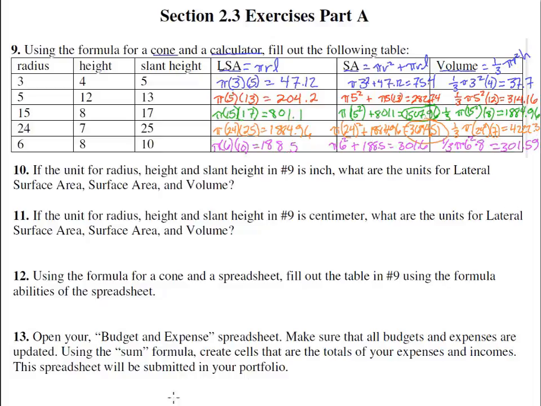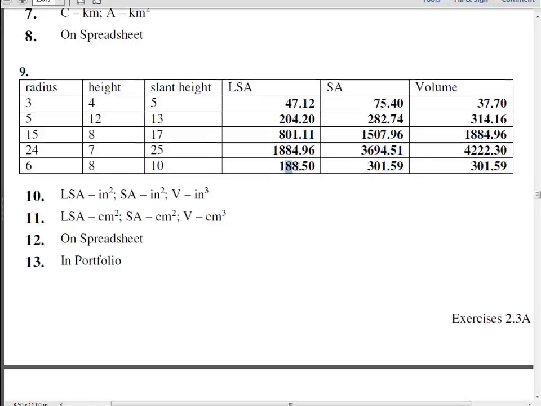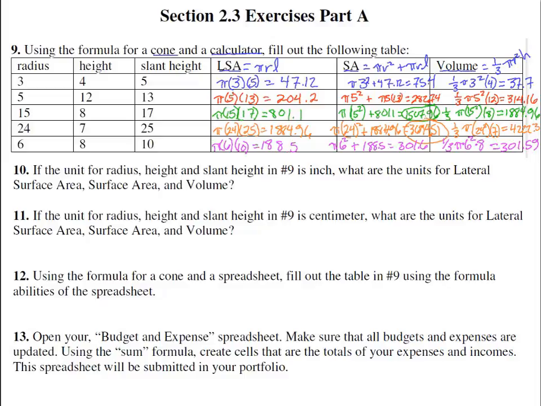301.59. Okay, let's check our answer and see how close we are on these. We have 188.5, 301.59. We put 0.6, that's all right. 301.59. Good.